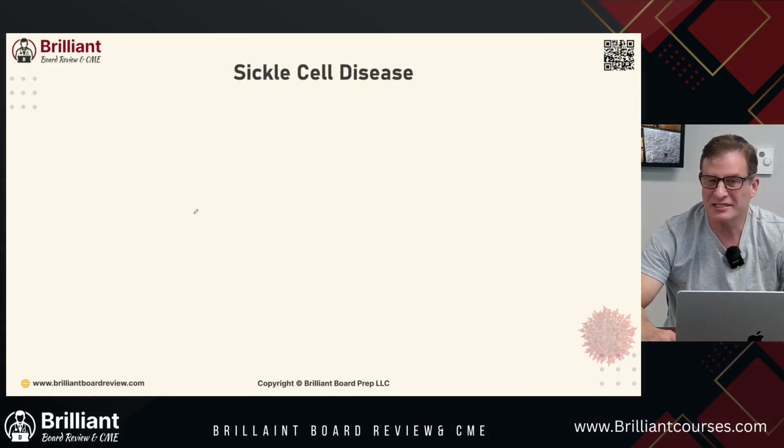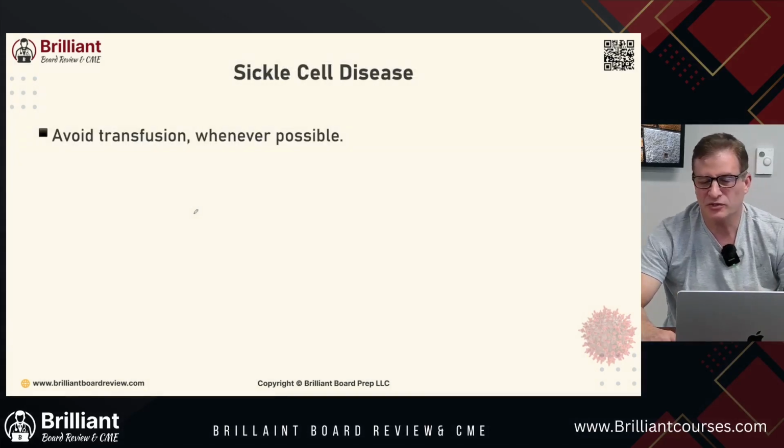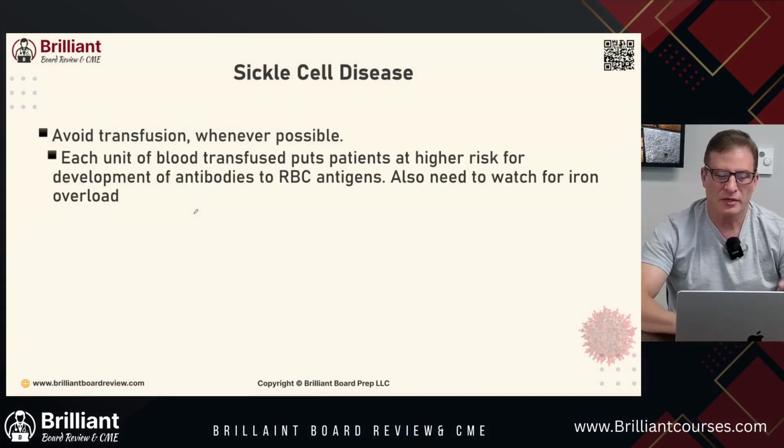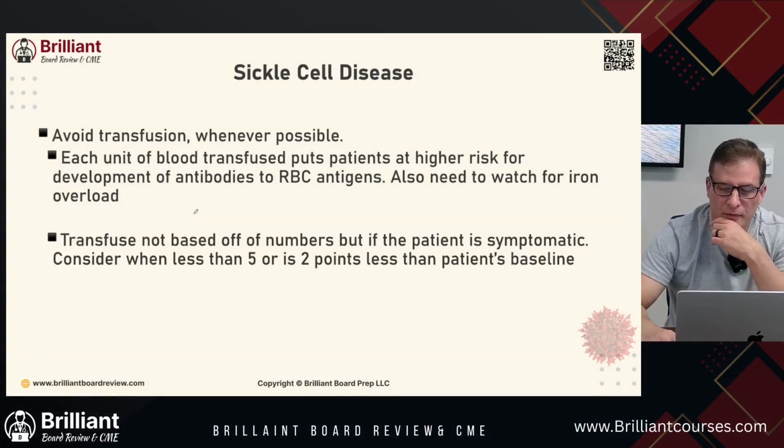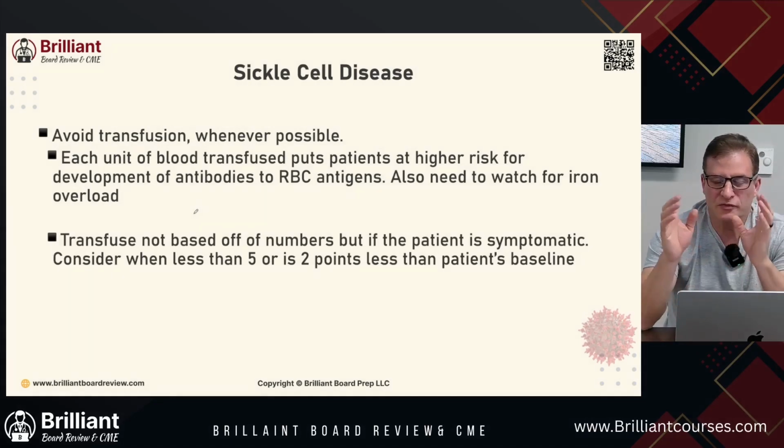Sickle cell disease, continued discussion: avoid transfusion whenever possible. Each unit of blood transfused puts a patient at higher risk for developing autoantibodies to RBC antigens. We also need to watch for iron overload. Don't transfuse based off of numbers, but if the patient is symptomatic.